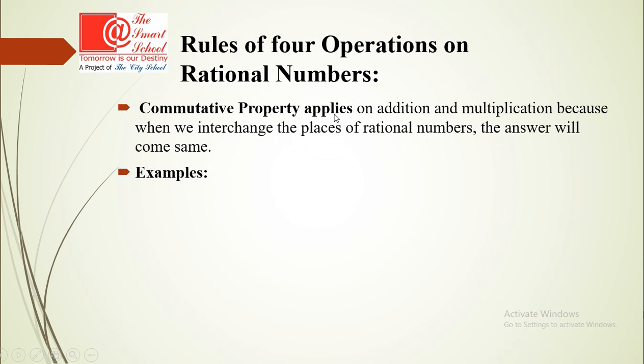Now commutative property. It applies on addition and multiplication because when we interchange the places of rational numbers, the answer will come same. For example, 3 over 7 plus 5 over 14 is equal to 11 over 14 and 5 over 14 plus 3 over 7 is equal to 11 over 14. So answer is same in both the cases. So it is proved that commutative property applies on addition.